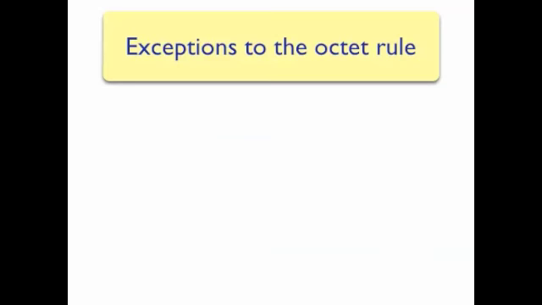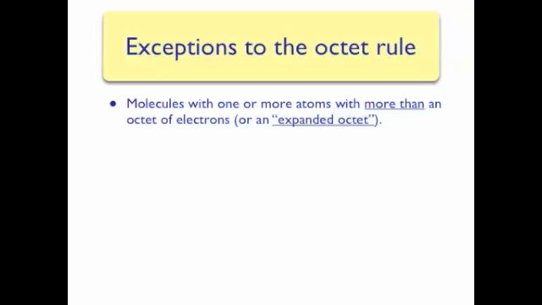Our third type of exception to the octet rule are molecules that have one or more atoms that can have more than an octet of electrons around it. This is often referred to as an expanded octet. It is important to note that elements in rows 1 and 2 cannot have more than 8 electrons surrounding it. This is because these atoms are very small in size, and do not have the space for more than 4 electron pairs at any given time.